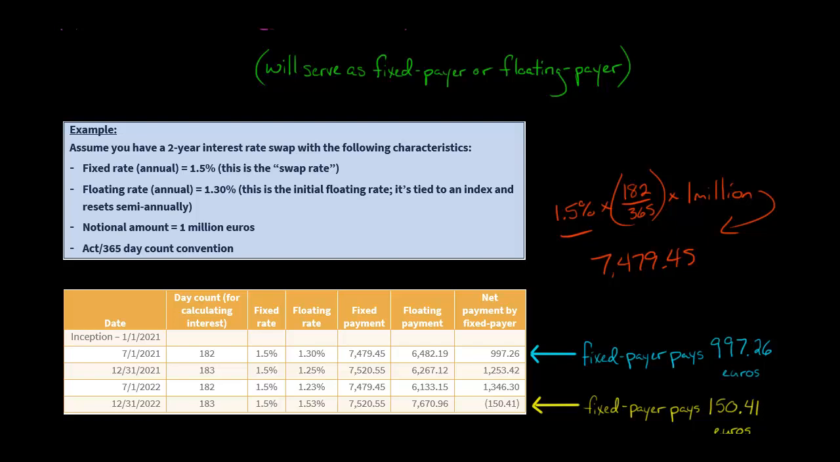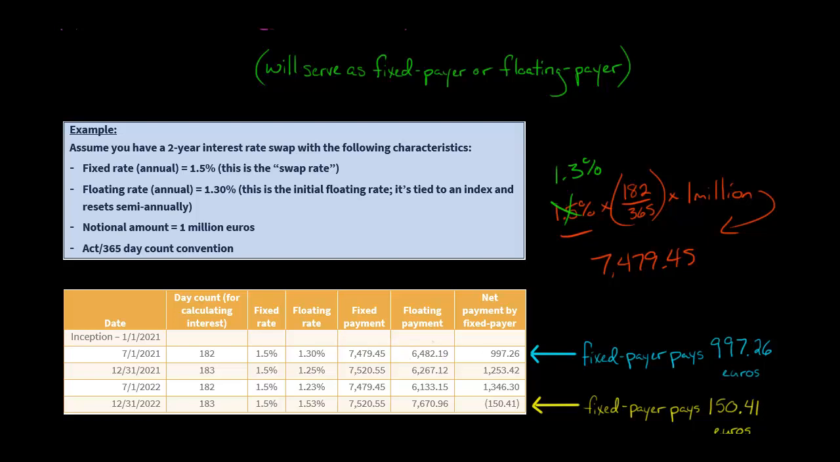Now, the floating payment is calculated similarly. So we've got 1.3%. Instead of the 1.5%, everything else would be the same, you just have 1.3%. Same notional amount, same day count, and so forth. That would give you 6,482.19 euros. Now, here's the catch. This is what the fixed payer owes. This is what the floating payer owes.